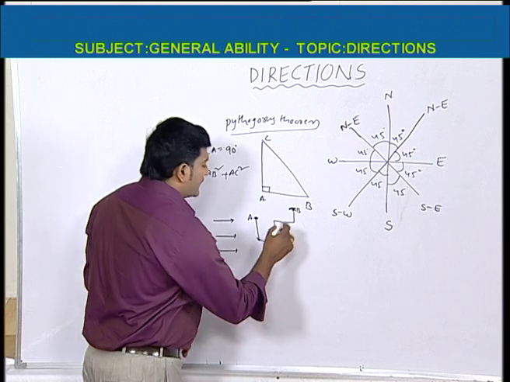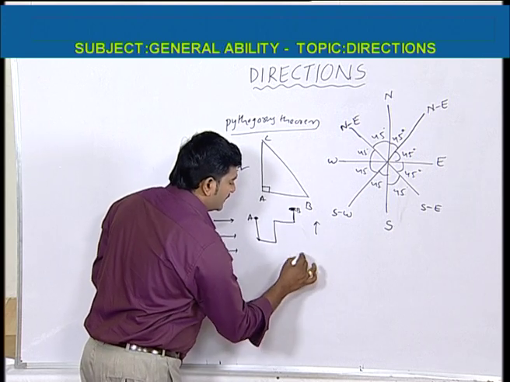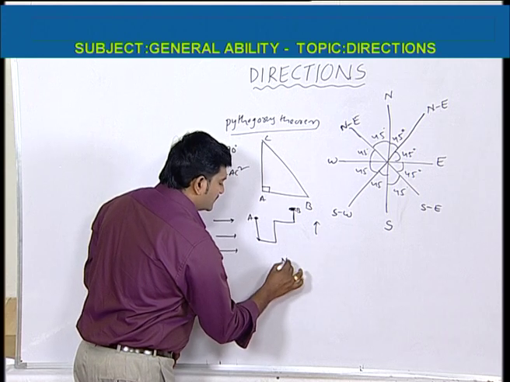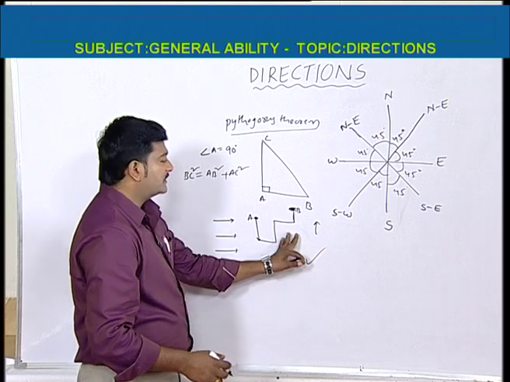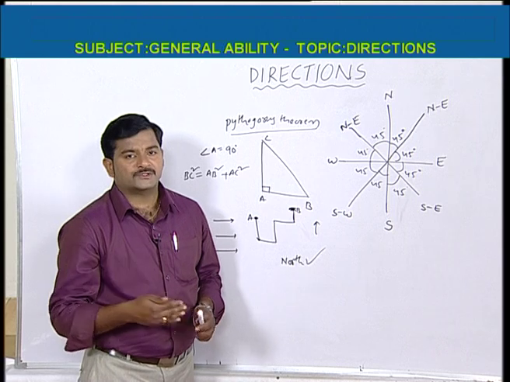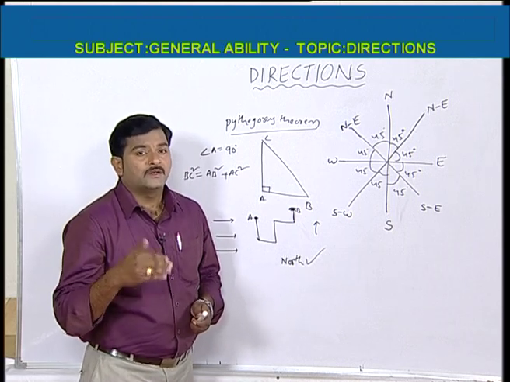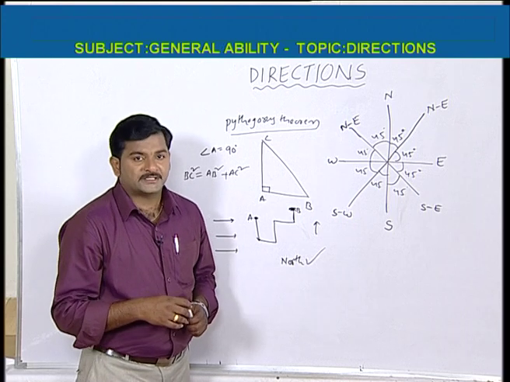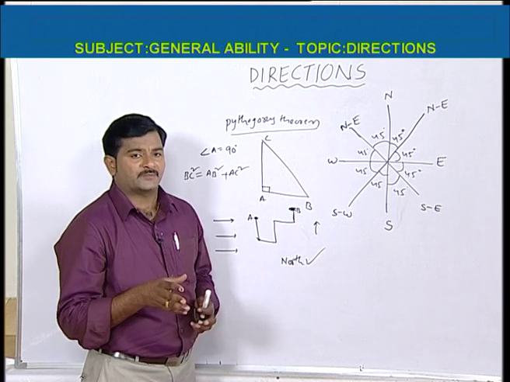Now, which direction is he facing now? Obviously, we can say the north direction. If you apply this to the diagram, he is facing towards north. And the second question he may ask is, which direction is he now from the starting position? This is the confusing, logical part.